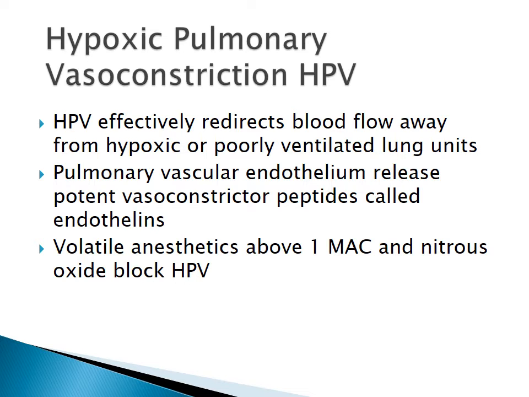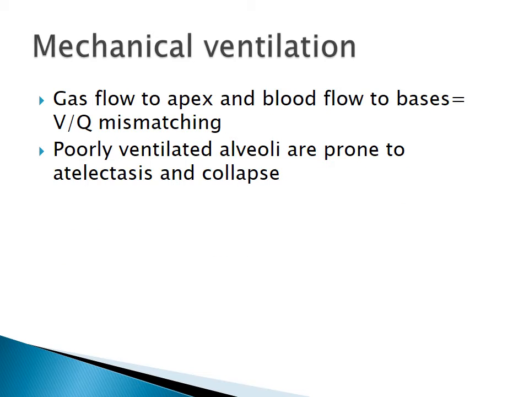The point is, when you get above 1 MAC, HPV is now blunted. So your perfusion, your VQ is now being even more disrupted. And we'll talk about VQ a little more here because there's a chart here that'll start to put it together for you. So if gas flow is to the apex, blood flows to the bases, then clearly that's going to create the mismatch. All right, so atelectasis.